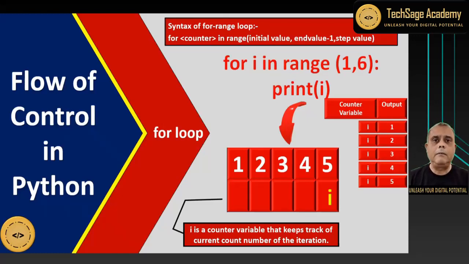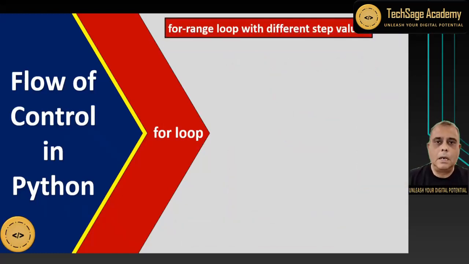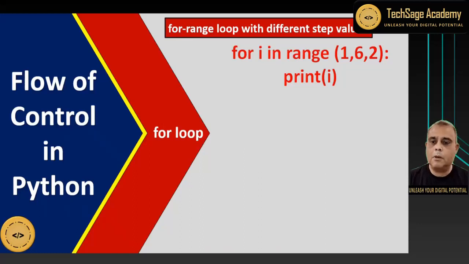Now let's see another variation of the for range loop where we are going to change the step value. Let's say I'm writing this loop for i in range(1, 6): 1 is the initial value, 6 is the end value, minus 1 of course. Then for the step value here, I'm going to take 2. What happens when we take step value 2?